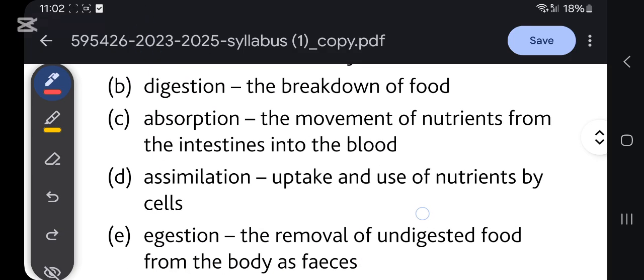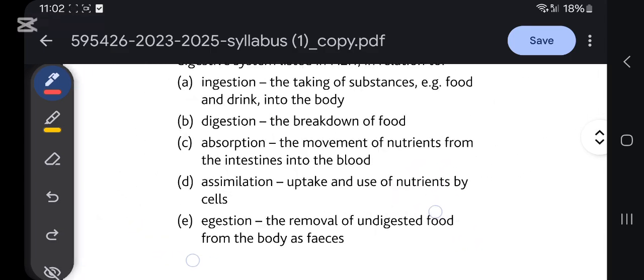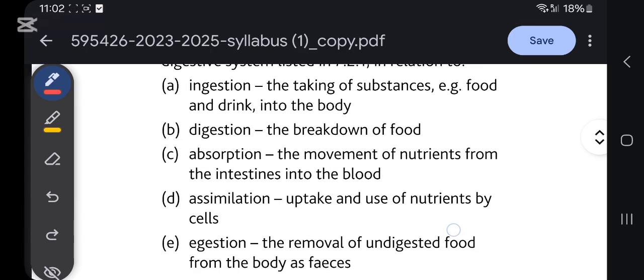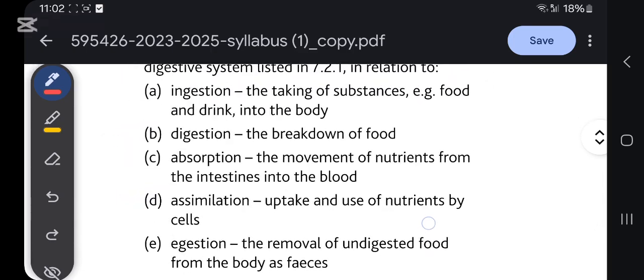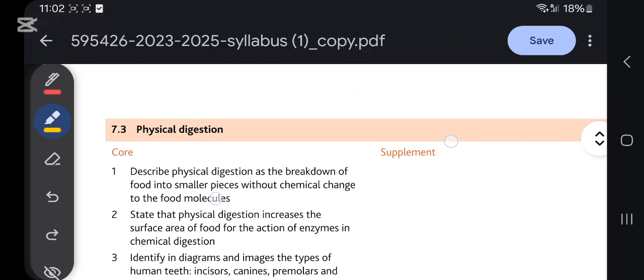So that is assimilation. There it is used up by the cells. And absorption is when it moves from the intestine into the blood. Ejection is removal of undigested food from the body as feces. Okay, so you all must be knowing all these terms and memorize them well, because this is commonly asked a lot. Okay, now moving on to the next one.